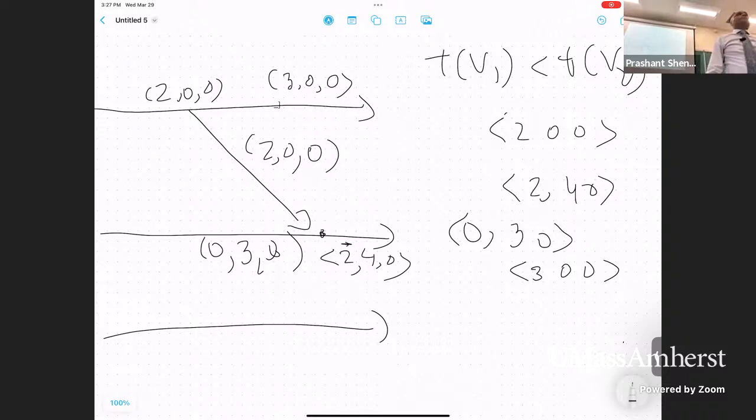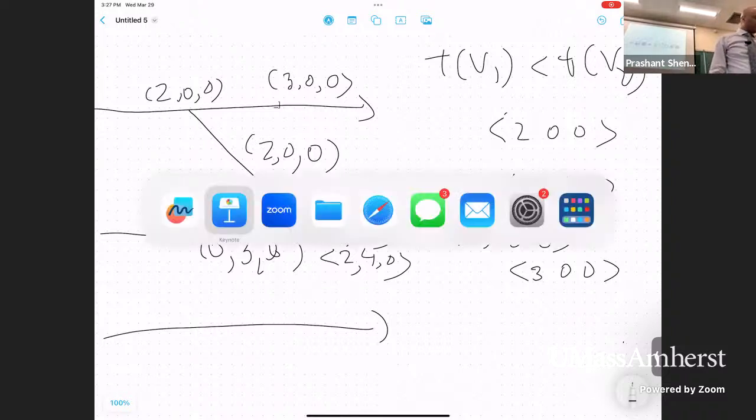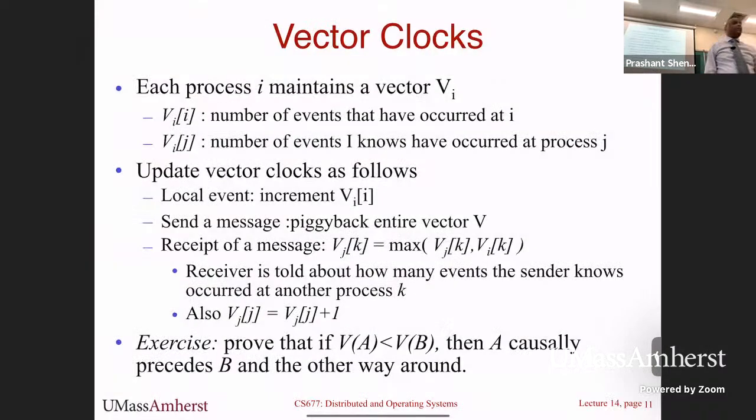Any other questions here? There is a way you can formally prove the property we wanted: the vector timestamp of event A is less than the vector timestamp of event B if and only if A causally precedes B. I won't prove it. I showed you an example. Hopefully you are convinced that that is true now. Any questions on this before we move on?